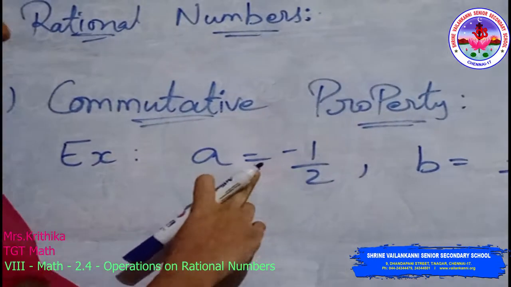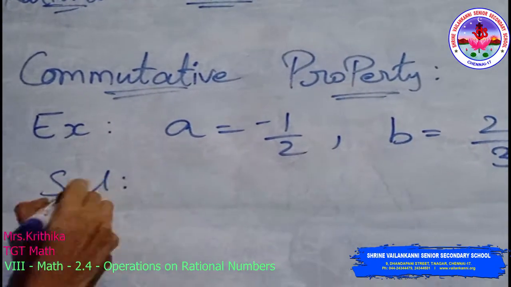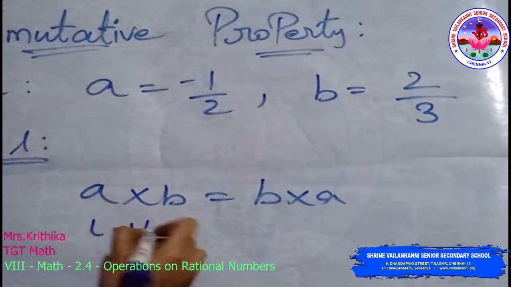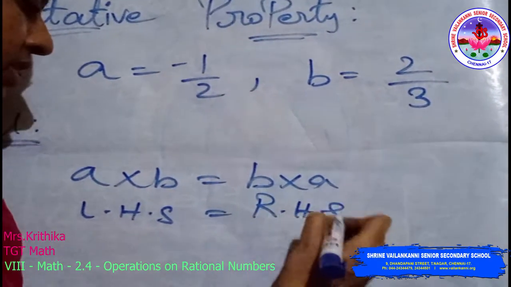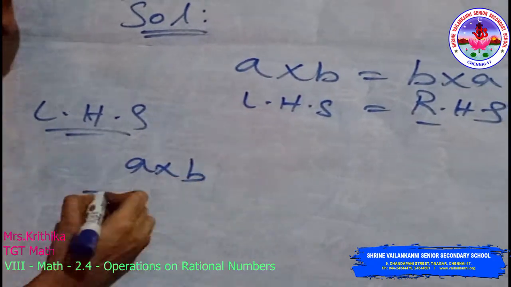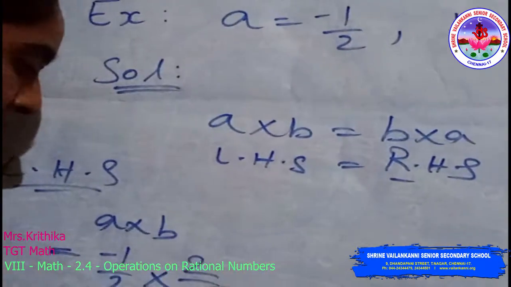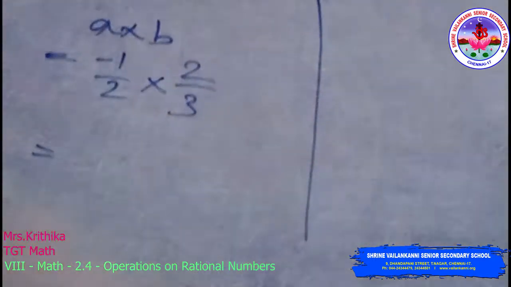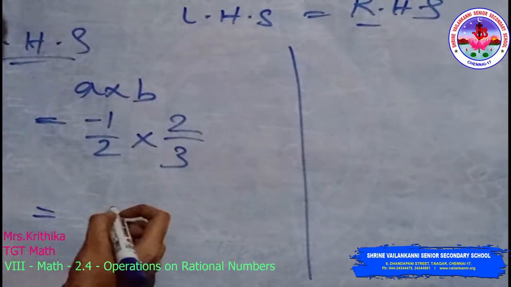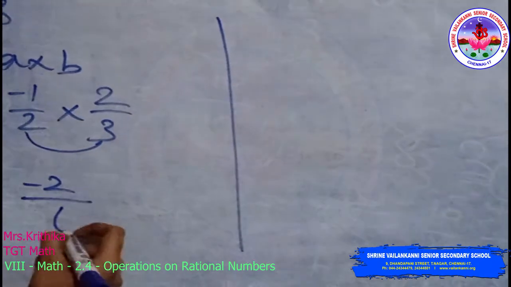Example: a is equal to negative 1 by 2, b is equal to 2 by 3. Solution: first write down the property. Here the property is a into b is equal to b into a. This is LHS equal to RHS. First write down the LHS. LHS is a into b. Substitute the a value, negative 1 by 2, into the b value, 2 by 3. Now multiply numerator values with numerator values: negative 1 into 2, negative 2, by the denominator values, 2 into 3, 6.